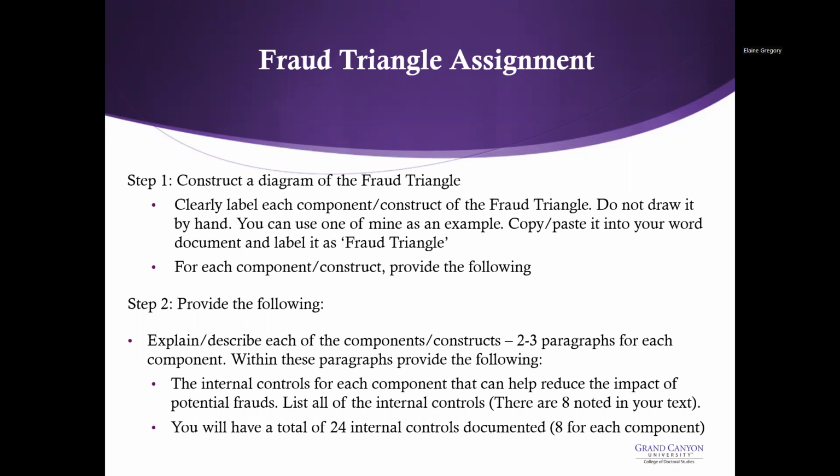Now, step 2, you're going to explain and describe each of those components, constructs, 2 or 3 paragraphs for each component. And then within these paragraphs, you're going to provide the internal controls for each component that can help reduce the impact of potential frauds. List all of the internal controls. There are 8 noted in your text. You will have, when you're done, a total of 24 internal controls documented, 8 for each component.